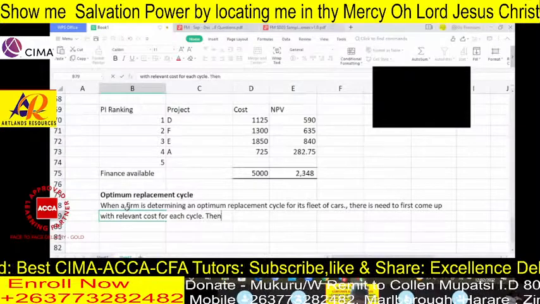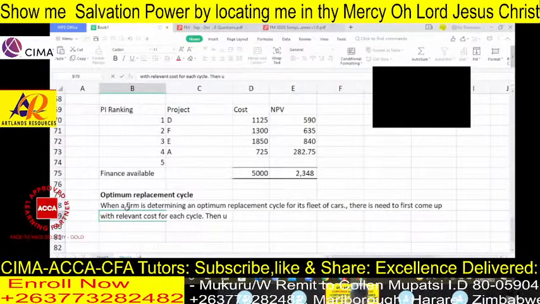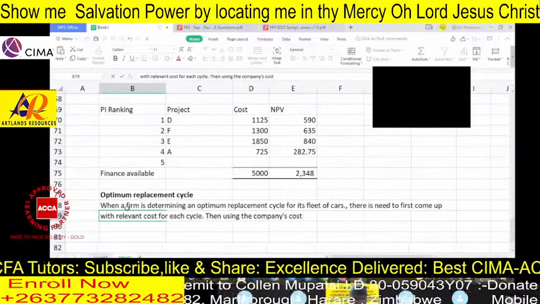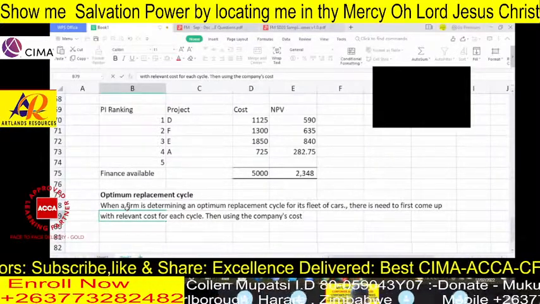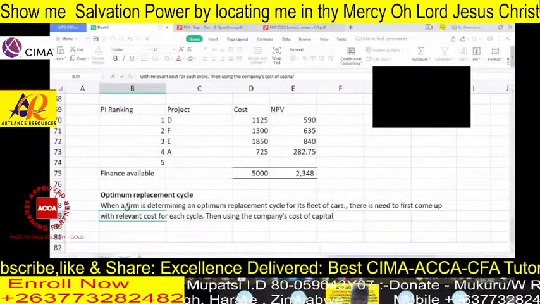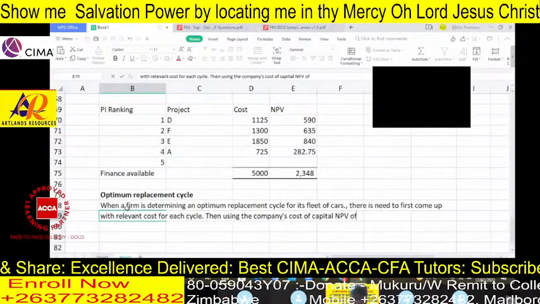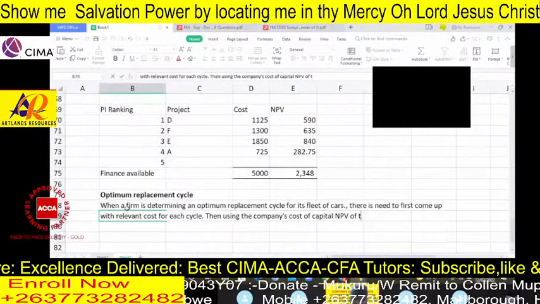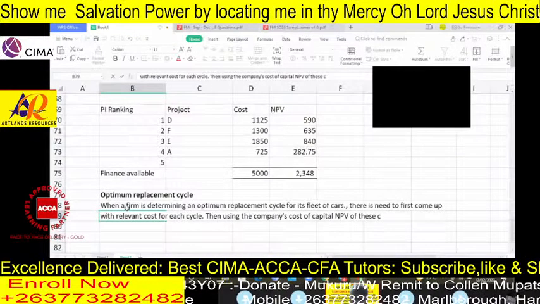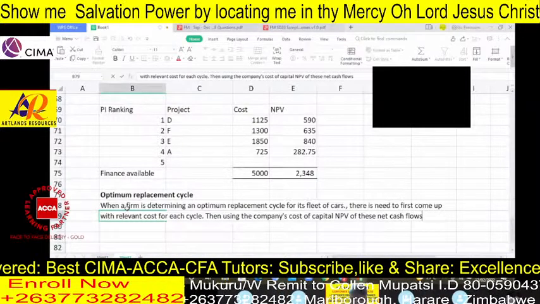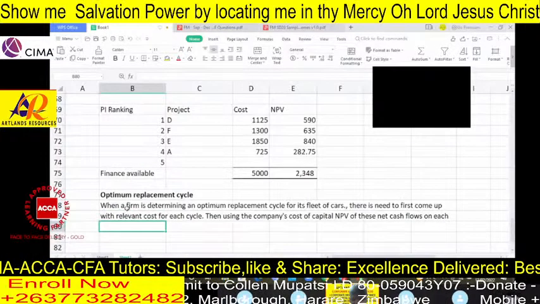Then company's cost of capital, NPV of cost of these net cash flows on each cycle need to be computed.